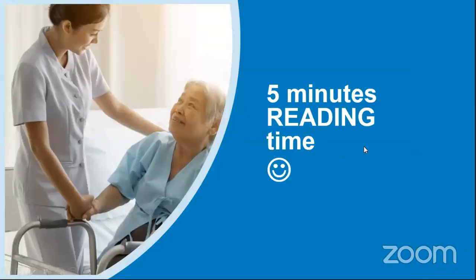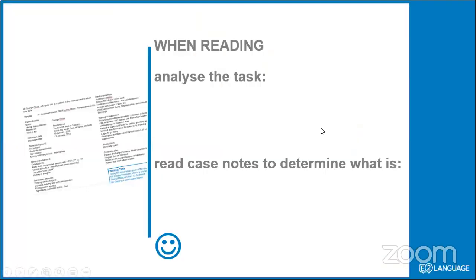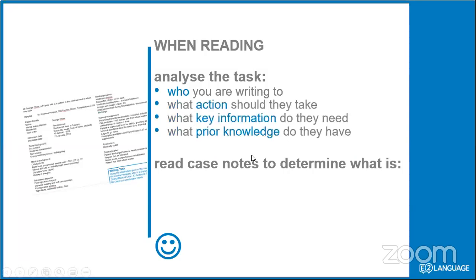So the 5 minutes of reading time that we spoke about, you will analyze the task. This is the minute that our friend was talking about. So you have a minute to analyze the task, work out who you're writing to, what action they need to take, what information they need, and what prior knowledge they have of your patient. Then you need to read the case notes to work out what is relevant, repeated and relevant, and not relevant at all. So those are the tasks.